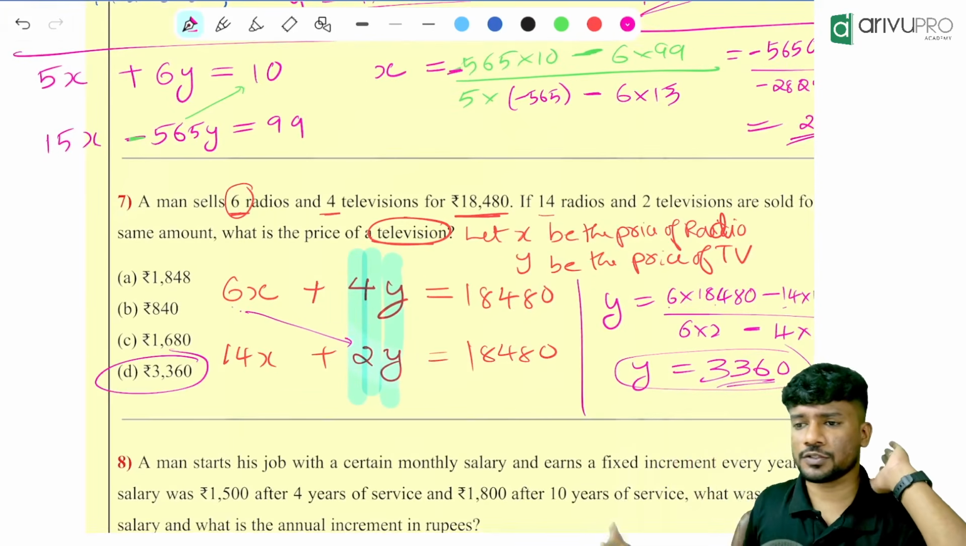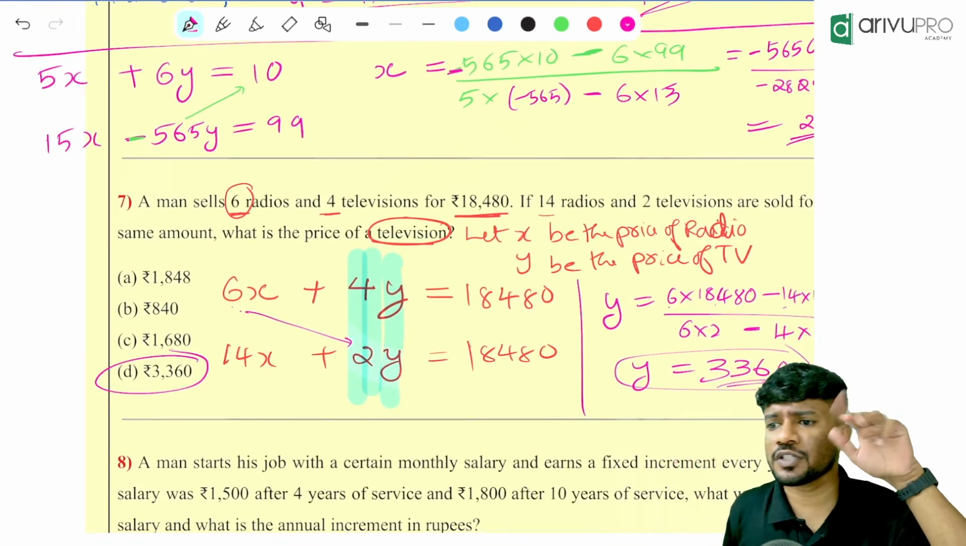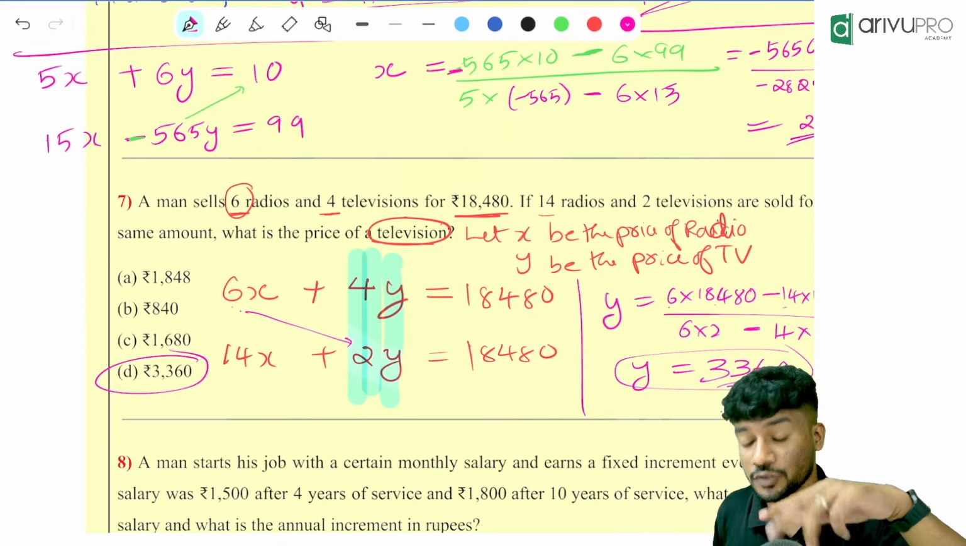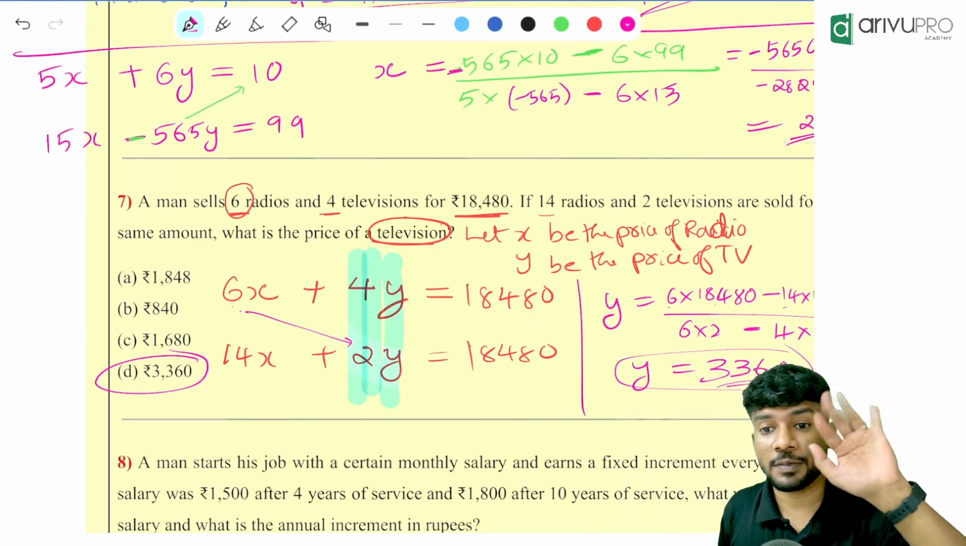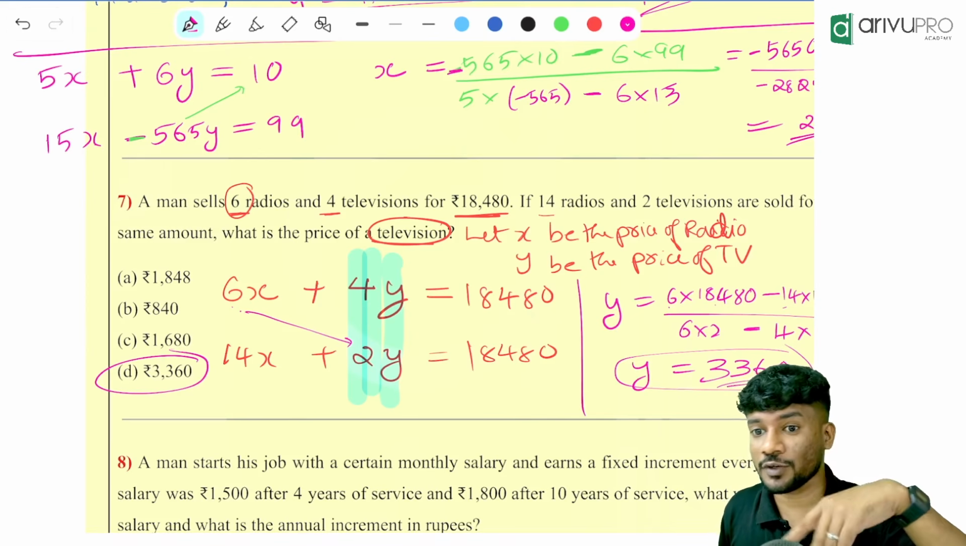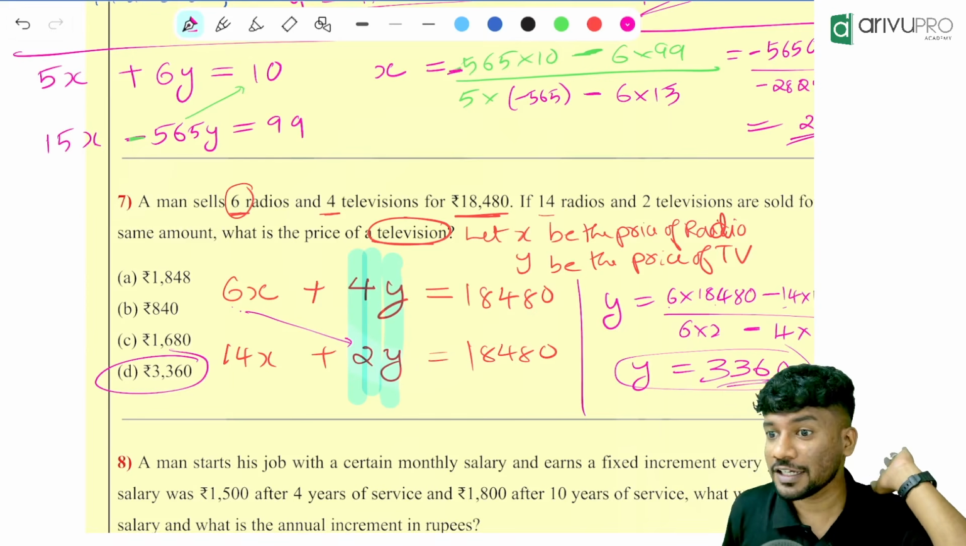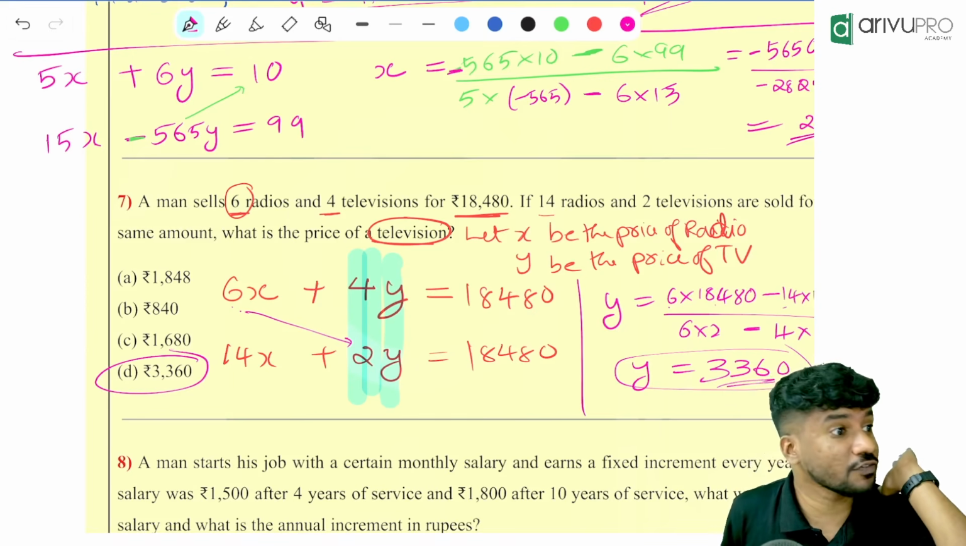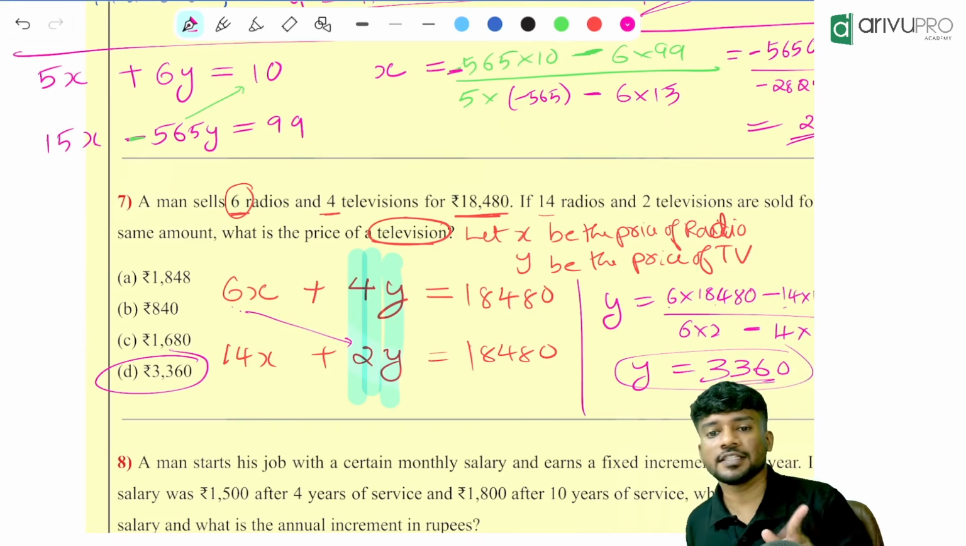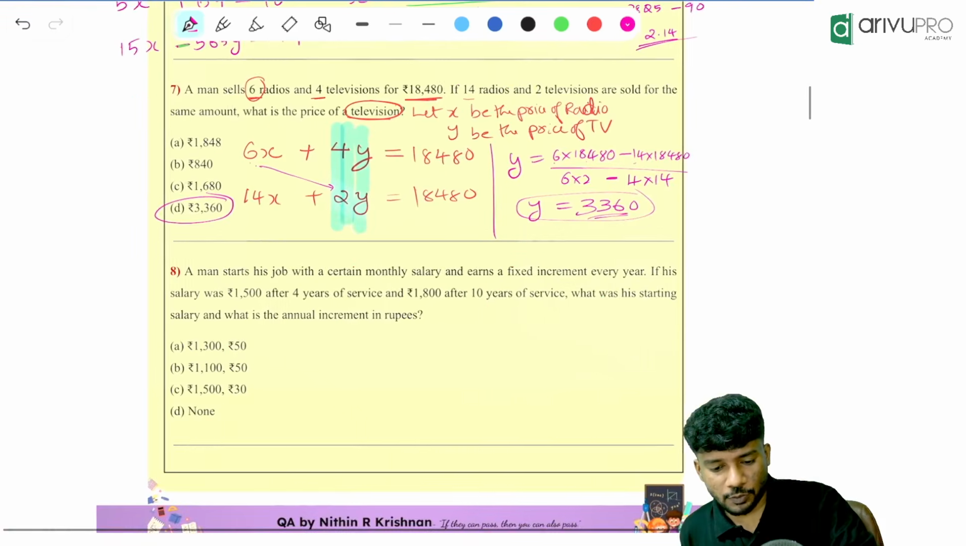Now, what if? Think this scenario also. What if they ask for the value of TV and radio? That means x value is given, y value is given. You can directly hit the options instead of solving this way. Very easy, right? If that is given, that is very easy for us. Otherwise, we should do it in this manner.